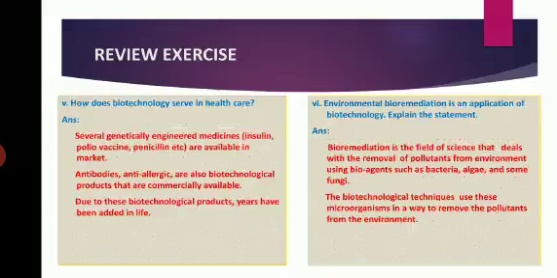Let's take the example of insulin. In the past, it was extracted from the pancreas of animals. From where do we get insulin? From the pancreas of animals. But nowadays, it is produced using biotechnology techniques and is easily available in the market.